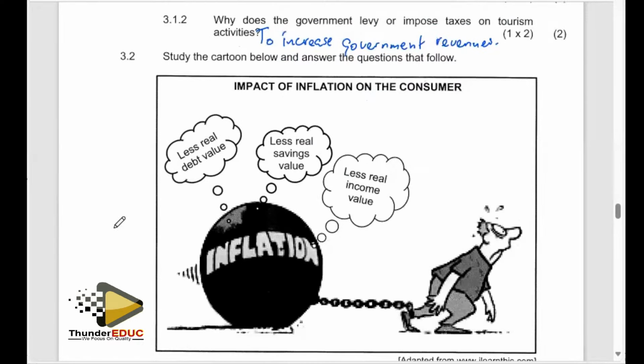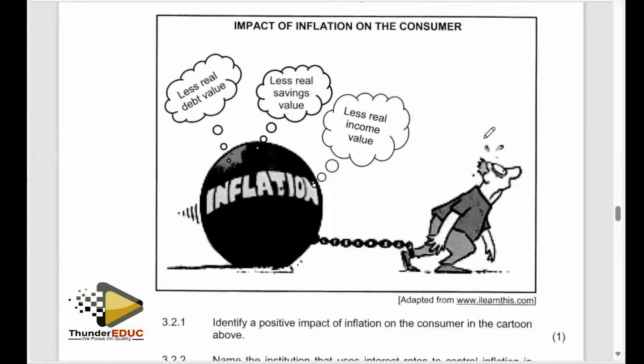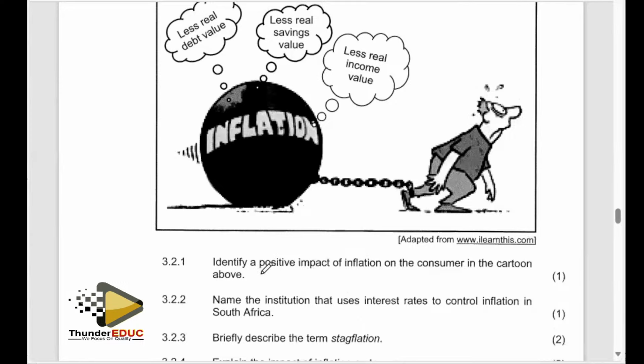So now let's move on to 3.2. Study the cartoon below and answer the questions that follow. Okay, right. We have the impact of inflation on consumer. We have less real debt value, we have less real savings value, we have less real income value. Okay, right. So now we have the overall inflation indicated under the cartoon. So now 3.2.1 reads as follows. Identify a positive impact of inflation on the consumer in the cartoon above. So now what we see is that we have less real debt value, which is our appropriate answer.